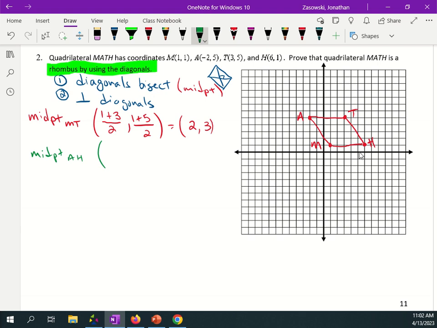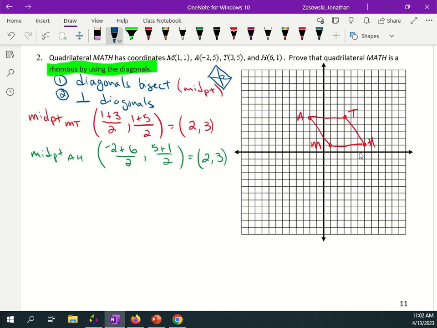And so when we add them together, A is negative 2 plus 6. And then the y's is 5 plus 1. And do we end up getting 2, 3? Good, we get 4 over 2 and 6 over 2. So we do get 2, 3 again.